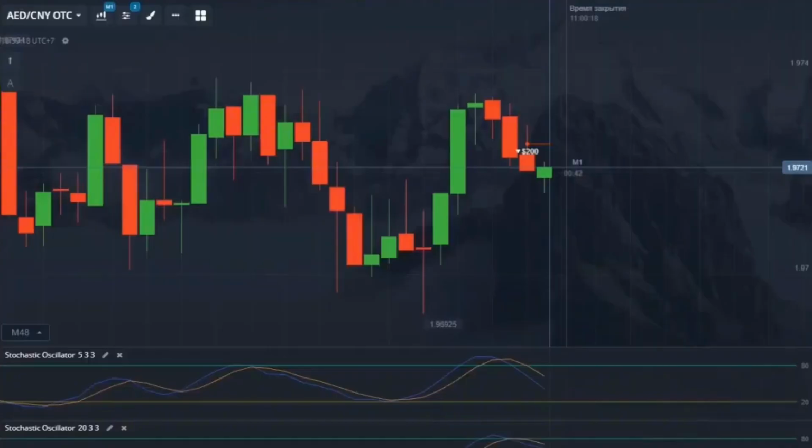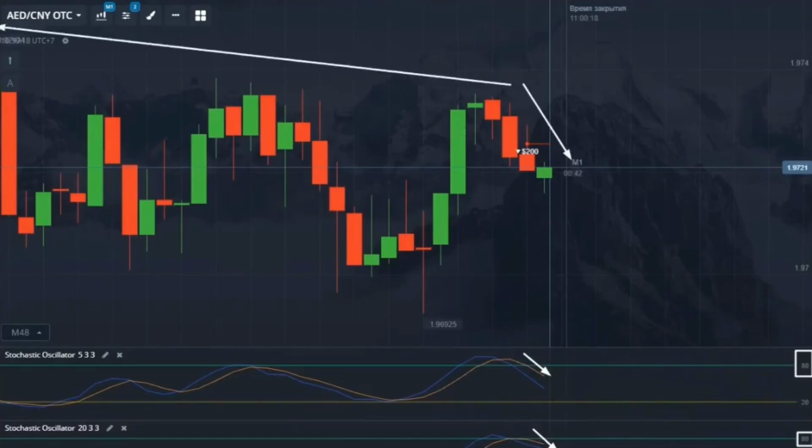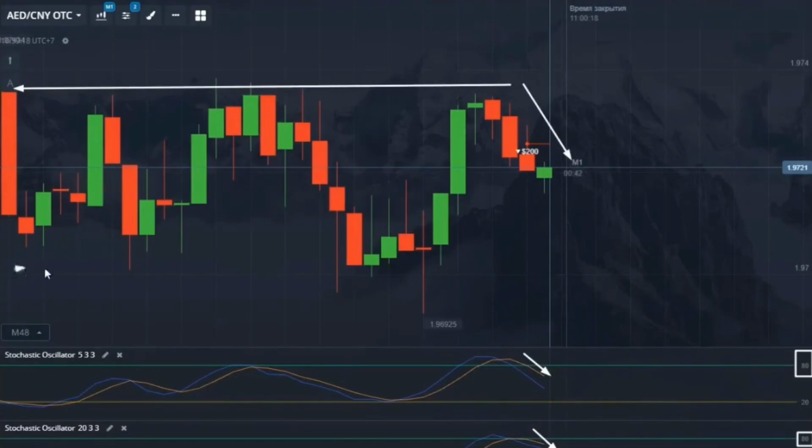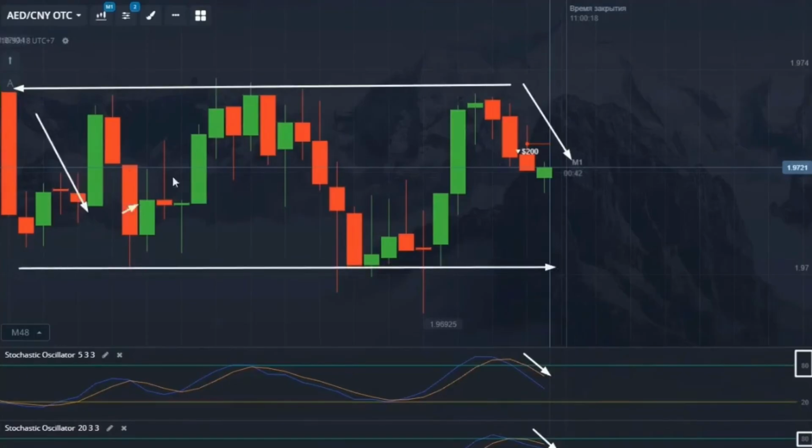Another trade ends in profit. Let's take a closer look at the situation. Here are the 80 zones, which the stochastics were supposed to break through or bounce off. On the stochastics, these signals are present, and according to them, the price moved down on the chart. Also, you can clearly see the strong resistance zones. At the top, here's the line, and at the bottom.